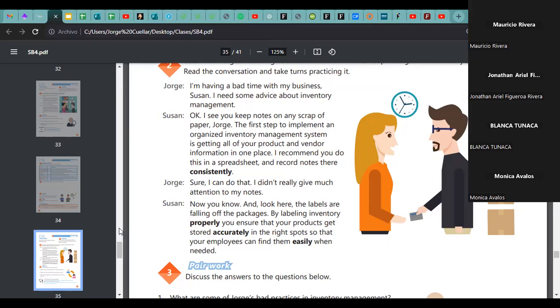Very good, nice. Let's check. Mauricio Rivera, is it possible for you? I guess not. So, Jonathan Ariel, is it possible for you? Not possible. Monica Avalos, is it possible for you? Okay, Blanca. Yes. Okay, and possible. Silvia Patricia.